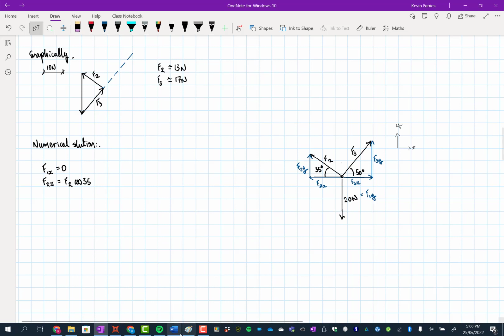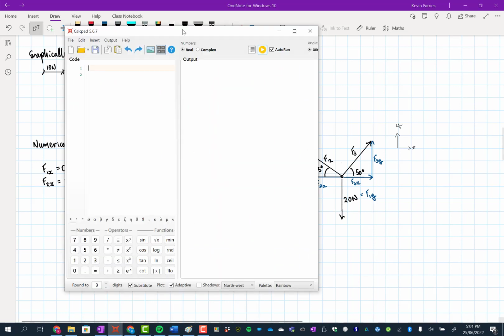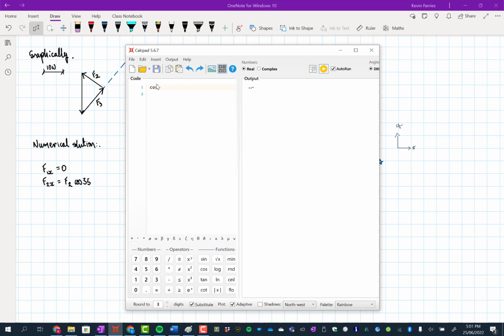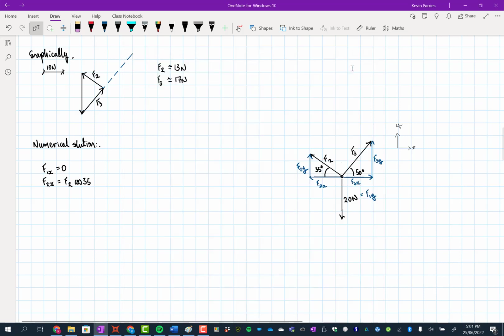Let's just figure out what cos 35 is. 0.8192. So that's going to be F2 times 0.8192 is what this is. But usually write the number first. So 0.8192 times F2. All good.